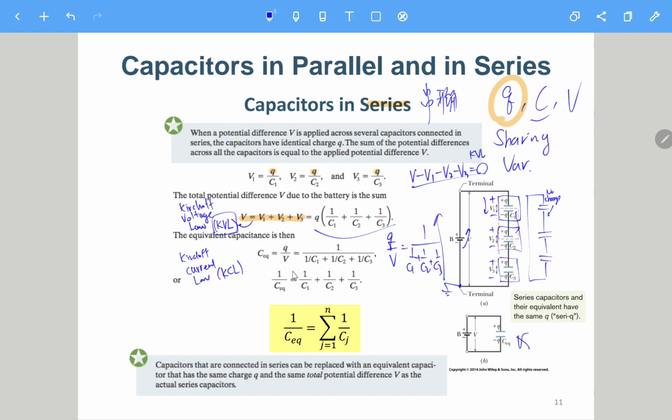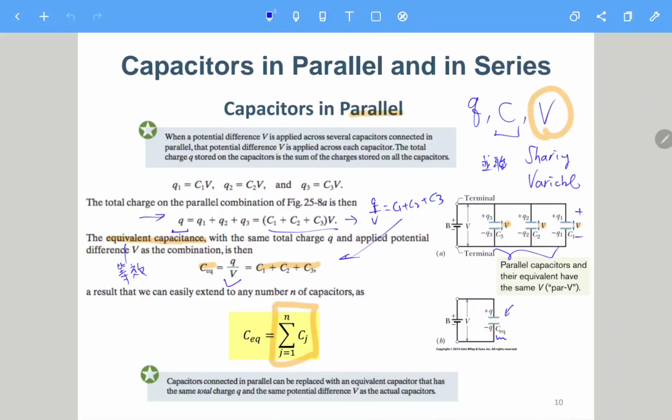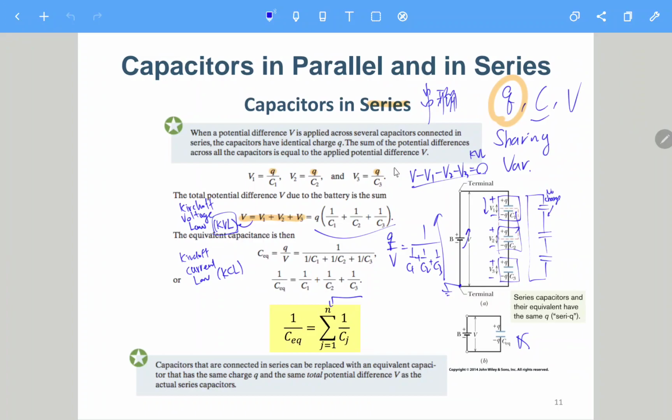If in general you have n capacitances in series, you take the reciprocal of all the capacitances, add them together, and then take the reciprocal again to get the equivalent capacitance. So these are the two situations. One is the parallel one, which is easy: you just add them together. For the series one, you take the reciprocals, add them together, and take the reciprocal again to get the equivalent series capacitance.